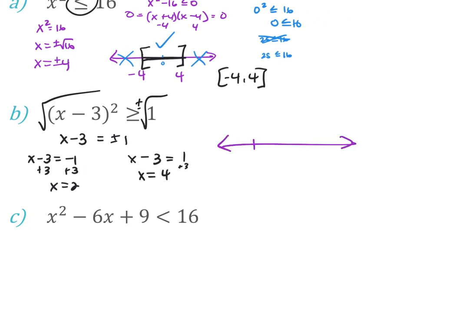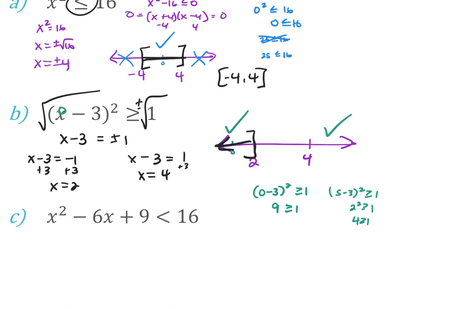So on my number line, I'm going to do 2 and 4. Again, plot the easiest number, which is 0, which would be left of that 2. Plug it in here. So 0 minus 3 squared greater than or equal to 1. Negative 3 squared would be 9, which is greater than or equal to 1. Which means something like 5 should work. 5 minus 3 squared greater than or equal to 1. 2 squared is 4, and 4 is greater than or equal to 1. So consistent with every other. They get brackets, and they point out.